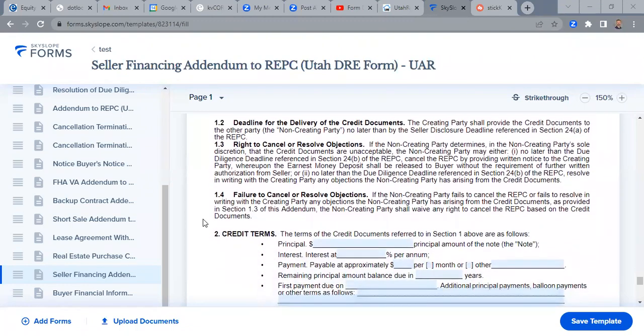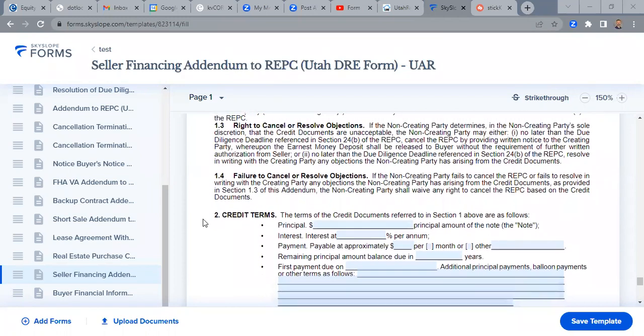All right. Delivery of the credit documents. We're going to provide the credit documents, which is this note, to the other party no later than the seller disclosure deadline referenced in section 24A of the REPC. So right up at the very front, at the seller disclosure deadline, we're going to get this note there so that everybody can review it. And then the non-party, whoever didn't create it, gets to review the terms of the note and make sure that they're okay with it. If they're not, then this ends. Earnest money goes back to the other party, so it would be released to the buyer.